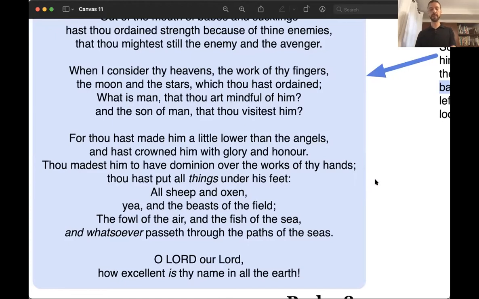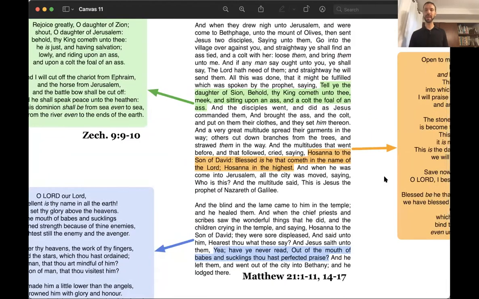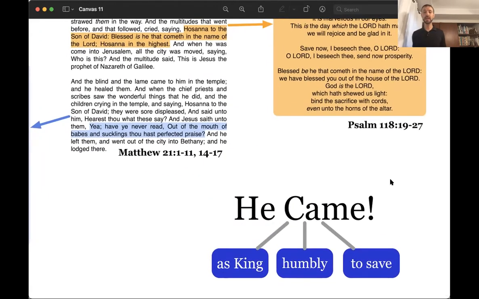Just to summarize, the triumphal entry passage, with at least these three main passages explicitly quoted, and possibly other allusions, is going to emphasize three things. The king is coming. No, he came. The king came, he came humbly, and he came for the purpose of salvation. He came as king, he came in humility, and he came to bring salvation, all wrapped up in this triumphal entry passage.